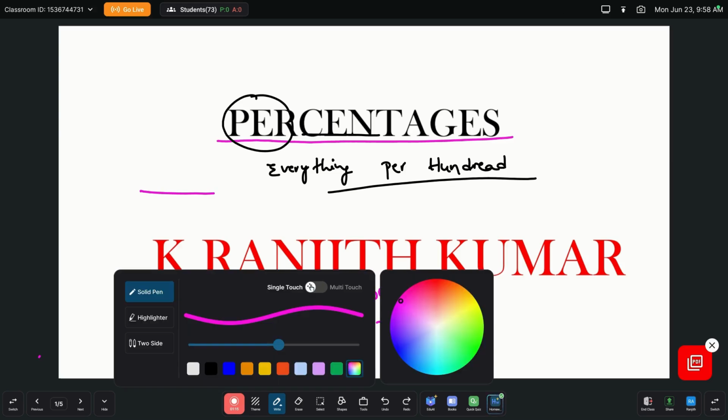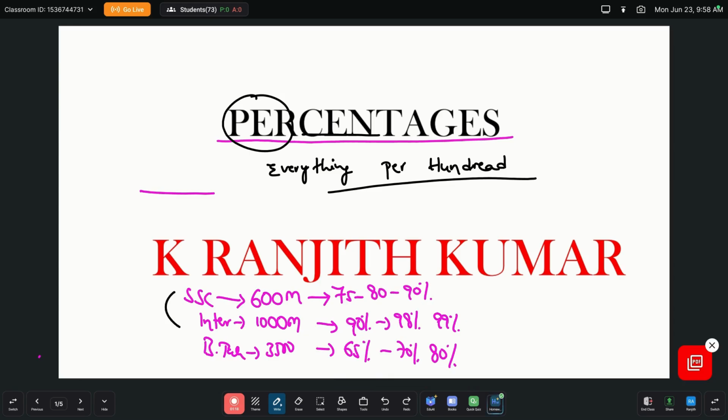Just look at here. We are increasing the marks from 600 to 1000 marks. So 400 marks we are increasing, but we are not increasing the percentage. Initially SSC 70 percentage. In inter, 400 marks are increasing, but we are not saying 140 percentage, 150 percentage. Again BTech 1000 to 3500, again 3 times it is increasing. Again we are not saying 200 percentage, 250 percentage.